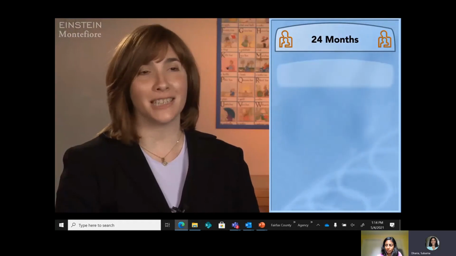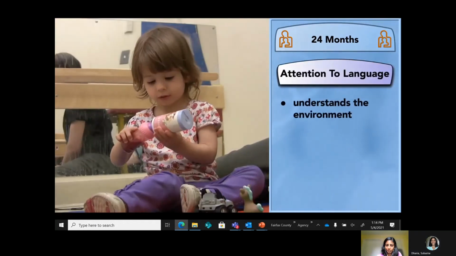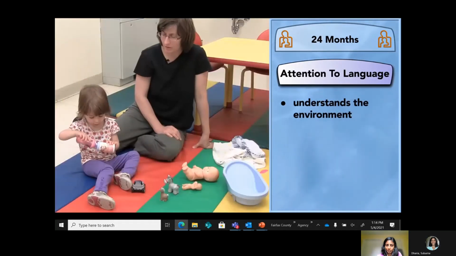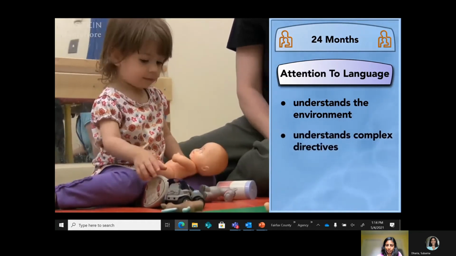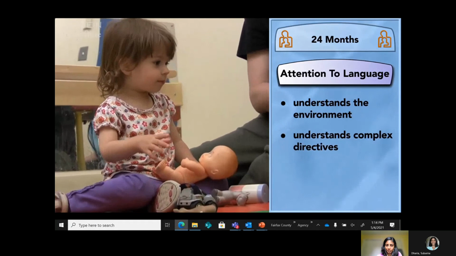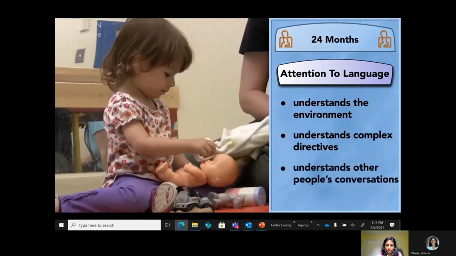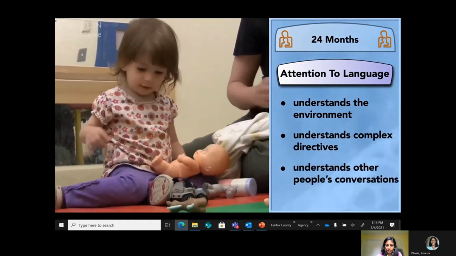In terms of attention to language, they understand everything around them. Yeah, I think that way. That looks like the top. They understand complex directives. Uh-oh. Should we wipe it out? Do you need a cloth to wipe it? They understand other people's conversations. There we go. Is that all better now?